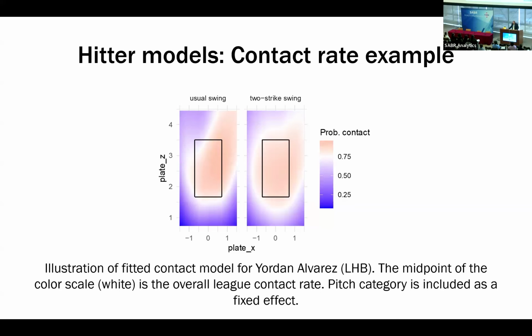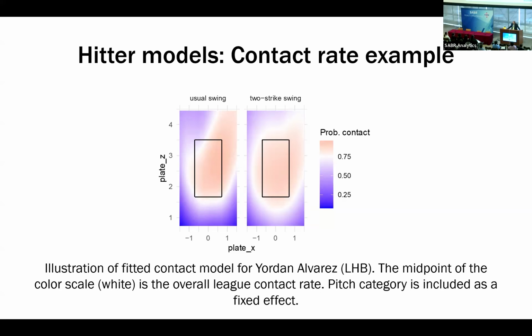So the main difference here is that I'm no longer estimating this two-strike effect as a fixed effect. In other words, I'm not saying, does Jordan Alvarez uniformly increase his contact rates on two strikes or not? Instead, I'm estimating separate probability surfaces for non-two-strike swings and two-strike swings. So what this allows you to see are these local trade-offs in contact rate. So you can see in particular that, he's a left-handed batter, which means he's going to be standing on the right-hand side of these plots. He's got kind of below average contact rates, high and outside on counts less than two strikes.